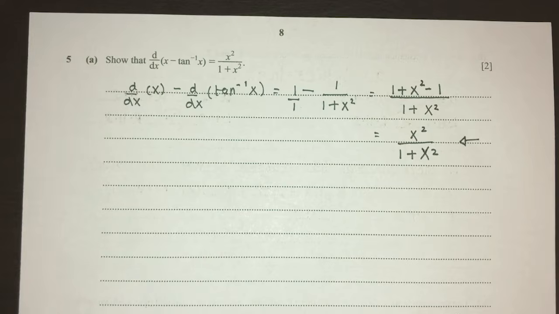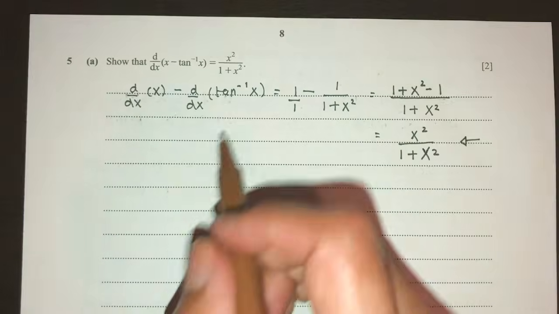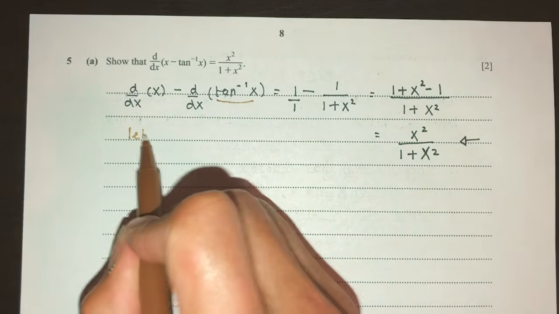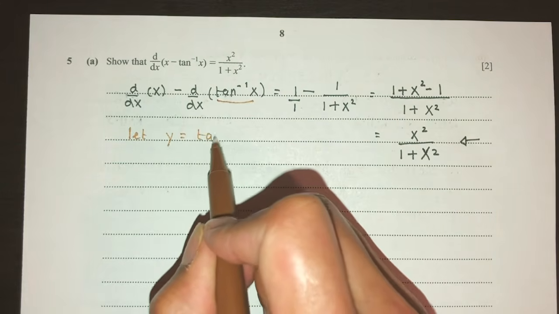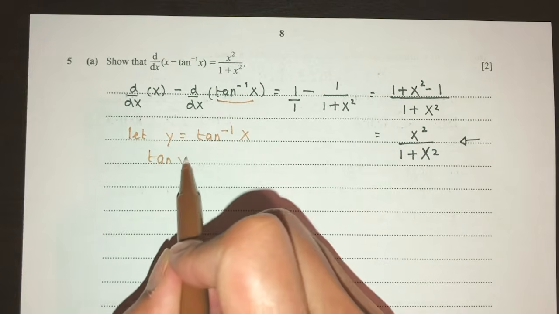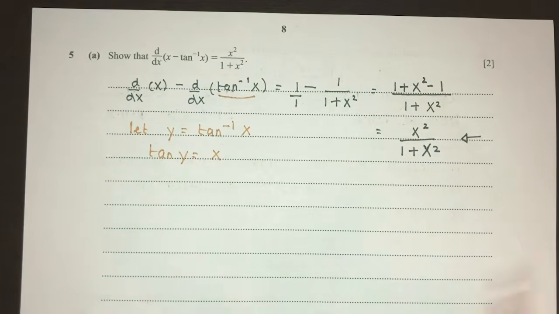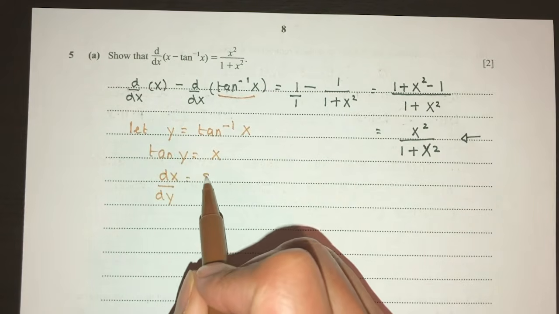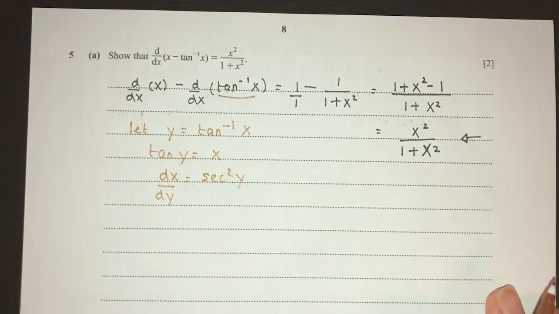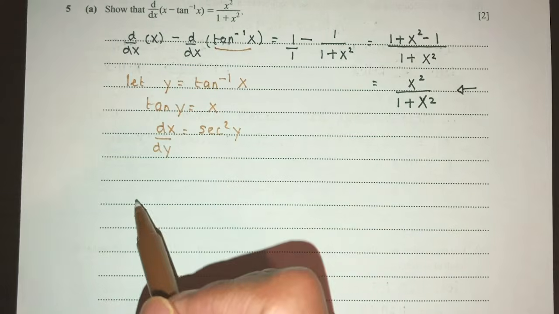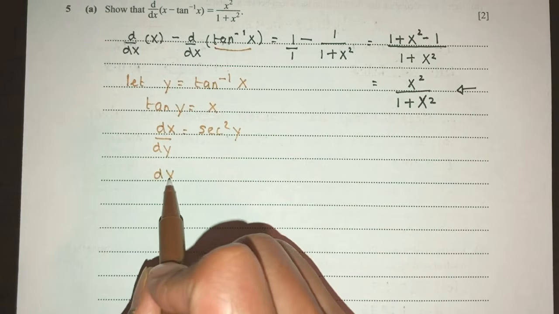Now let's say you want to know how to find that value. We can do this on the side. So to find the differentiation of this, we have to let y is equal to tan inverse of x. In that case, tan y will be equal to x. Okay. Now we can find dx by dy. You will have sec square y. So now we want to find dy by dx, not dx by dy. So we have to flip this upside down.